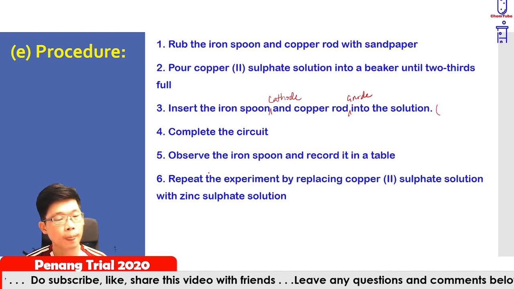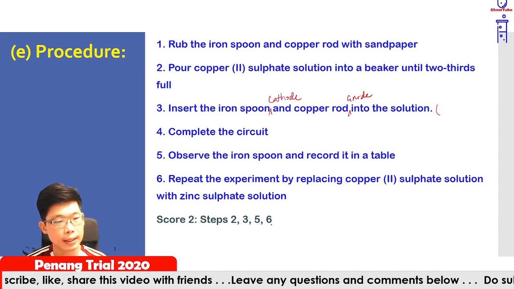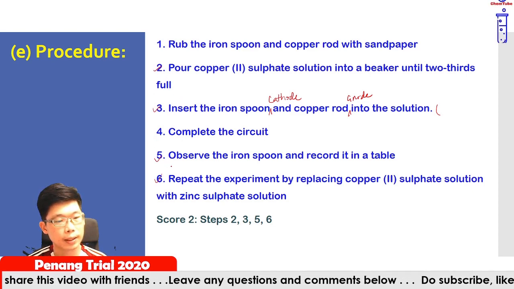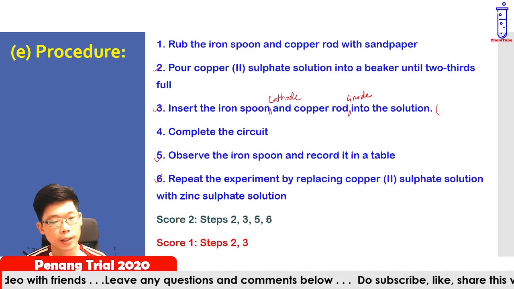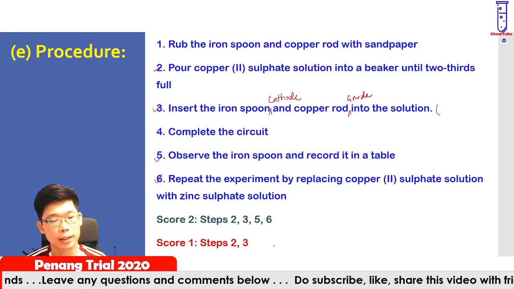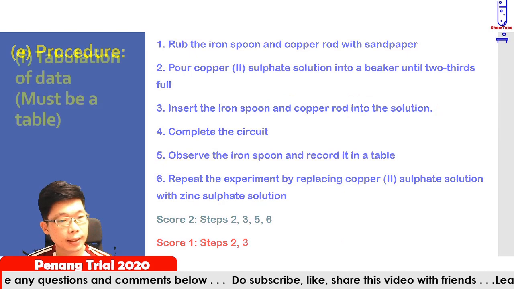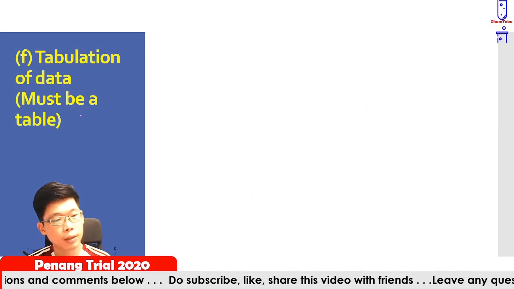How about score 2? Score 2, steps 2, 3, 5 and 6. If you have these 4 steps, you get score 2. Then score 1 is step 2 and step 3. Finally, the tabulation of data must be put into a table.